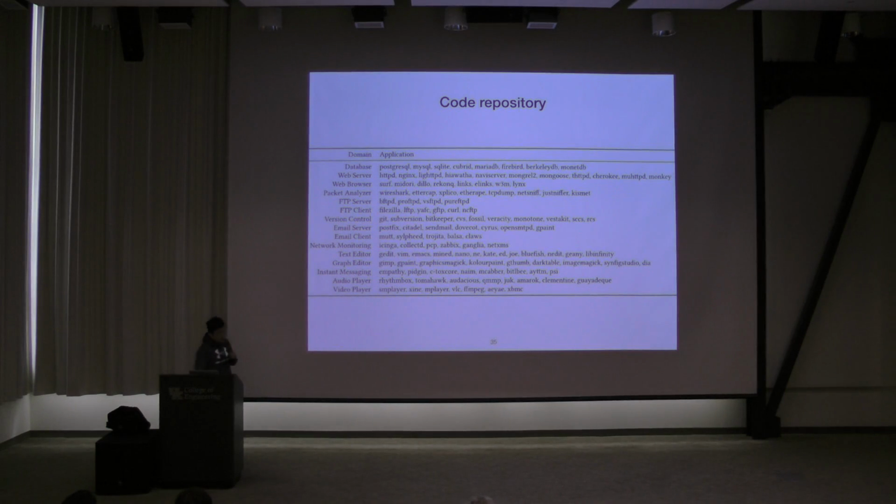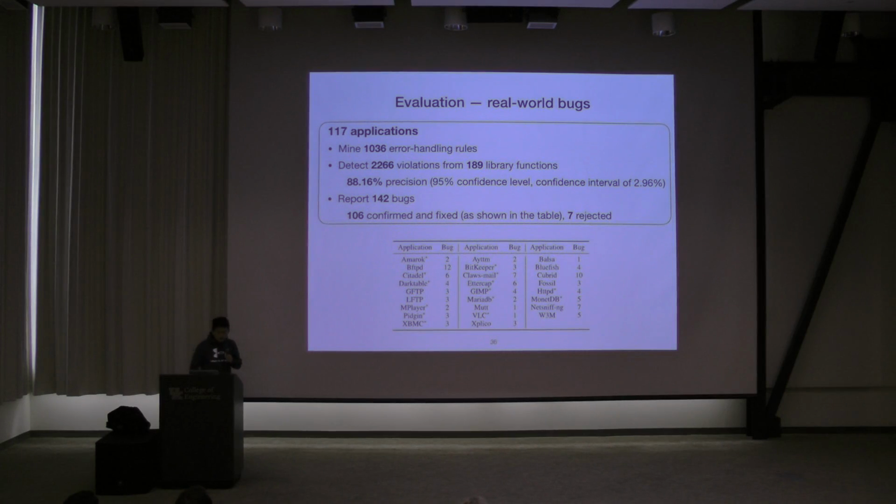This is our code repository, many applications. So we evaluate our tool in the code repository, and each manner mined 1,036 rules from these applications, and we further detected 2,266 violations, while the precision is about 88%. What is a violation? I mean, violation of the rules.